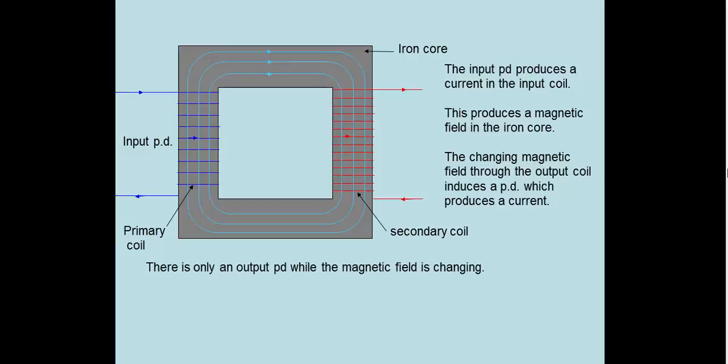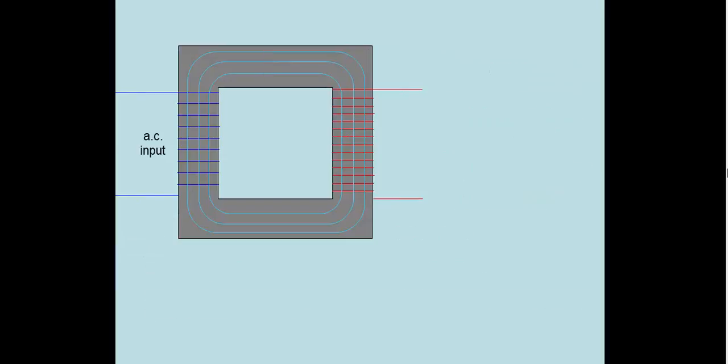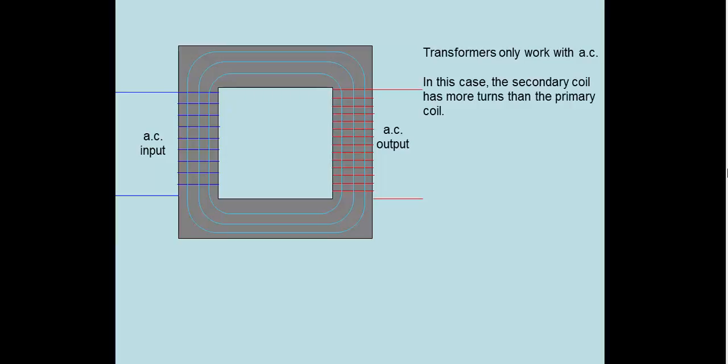There's only an output potential difference while the magnetic field is changing, but if we use an alternating input potential difference, this produces an alternating current, so the magnetic field is constantly changing, and we get an alternating output potential difference. Here we have an AC input giving an AC output. Transformers only work with alternating current.